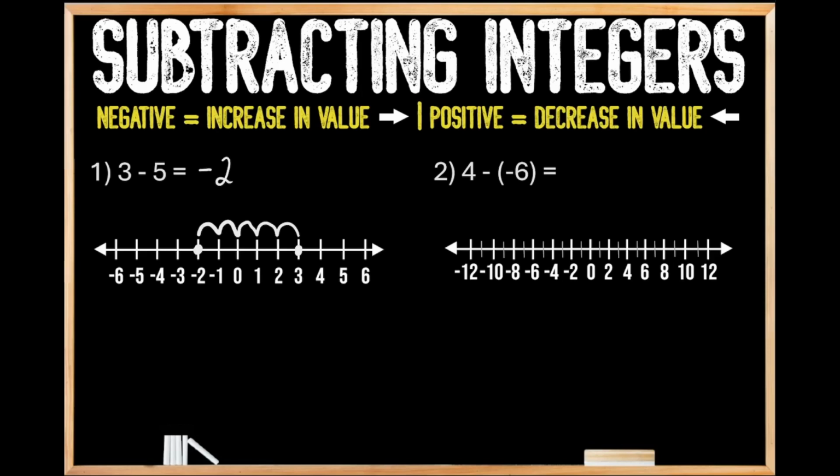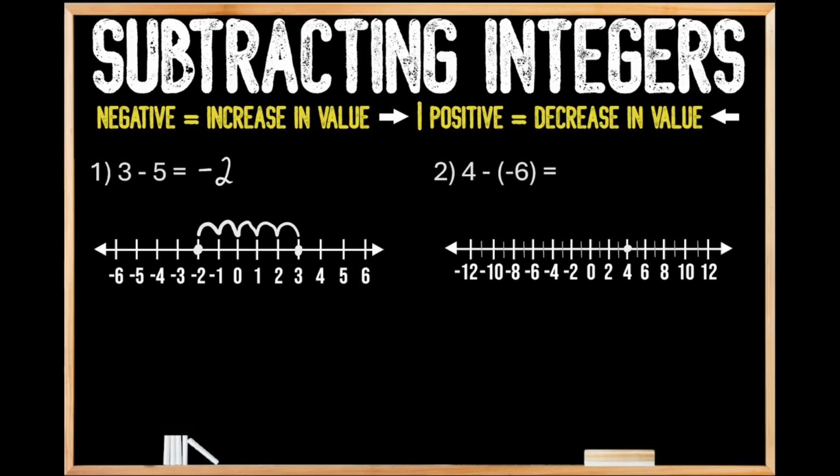Now moving on to question number 2, where this time we're being asked to take away -6 from 4. And as we can see up top highlighted in yellow, whenever we're subtracting negative integers, we're going to be increasing in value, so we're going to be moving to the right on our number line. So the first thing we're going to do is locate our 4 on our number line here. So we're going to put a circle on the 4 there.